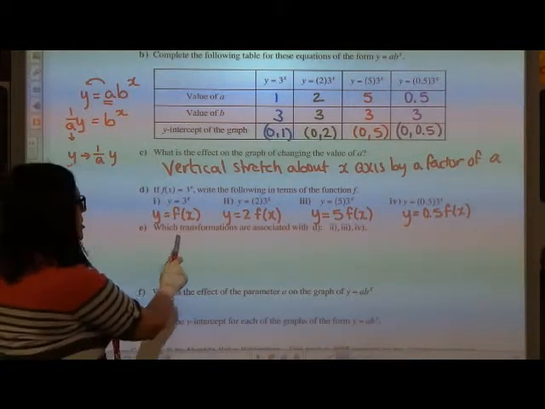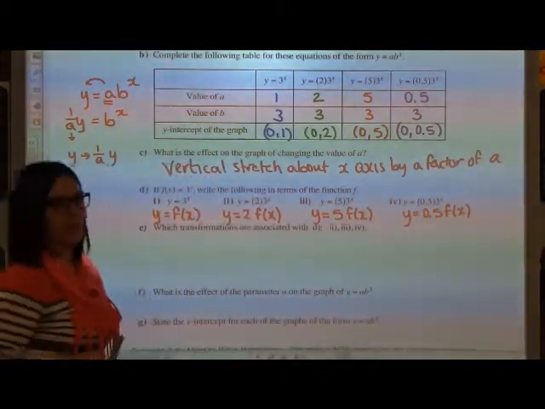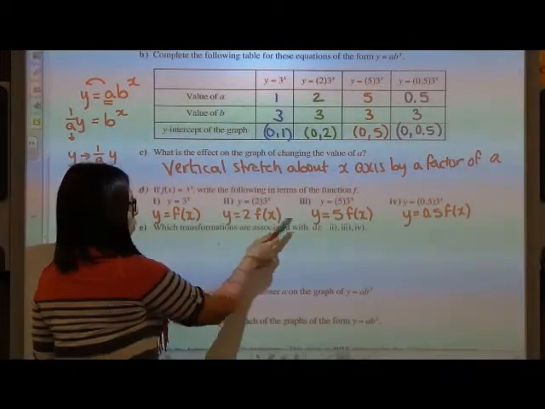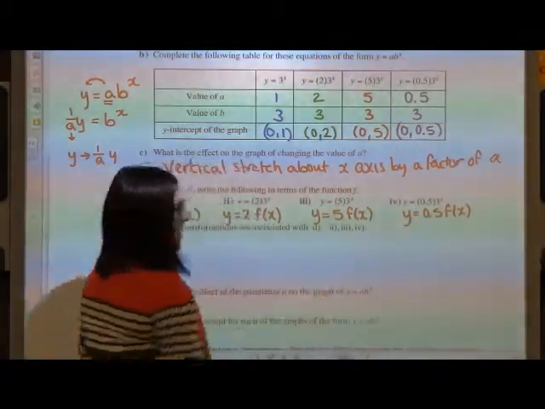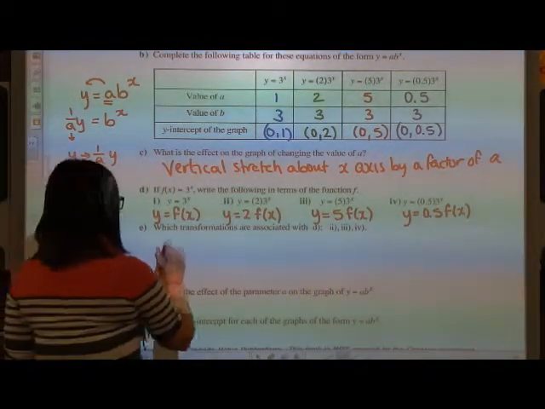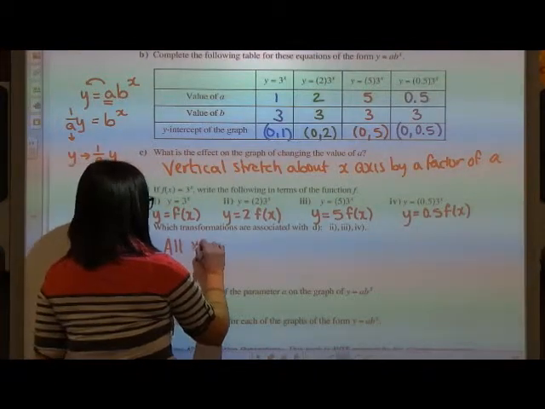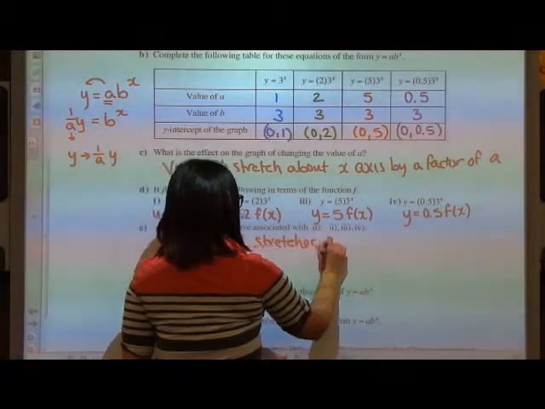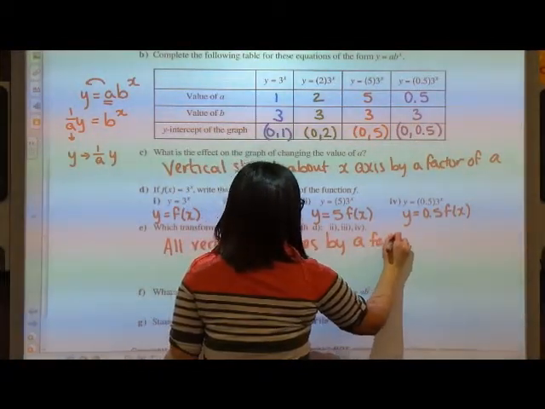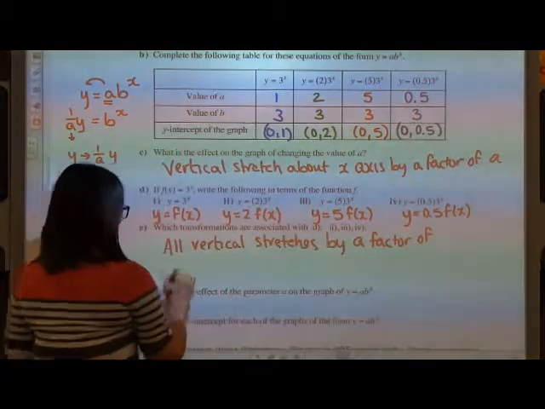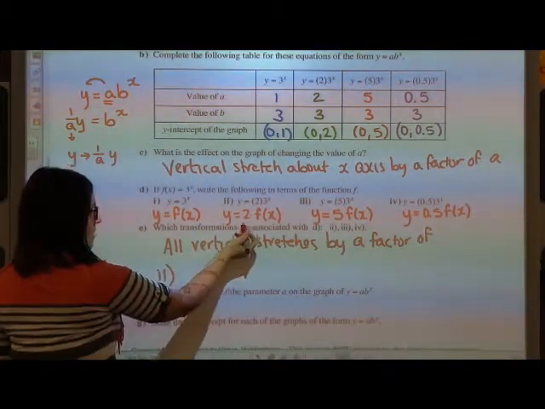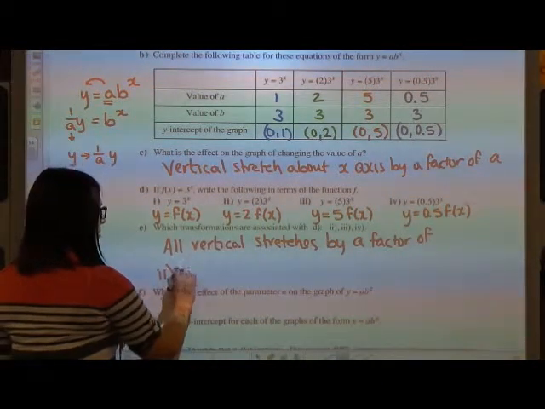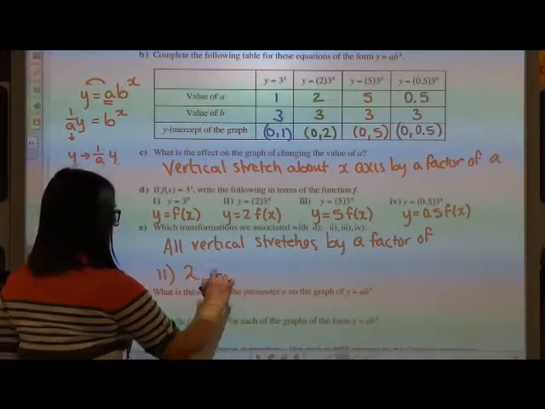So what transformation is associated with these 3 values? It is the same transformation, because the 2 was with the y, the 5 was with the y, and the 0.5 was with the y. These are all vertical stretches by a factor of. So in the second one, this would have been a 1/2 on the other side. The reciprocal would be 2. So it's a stretch by a factor of 2.